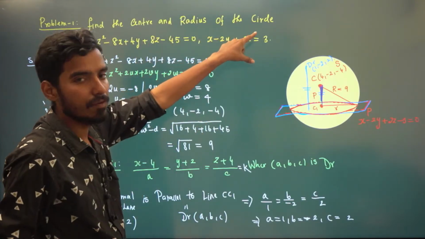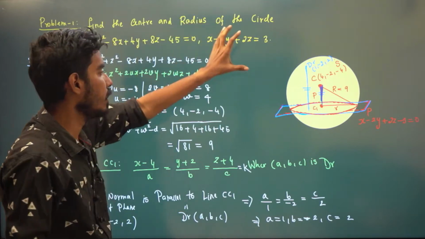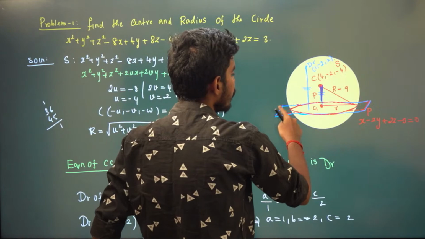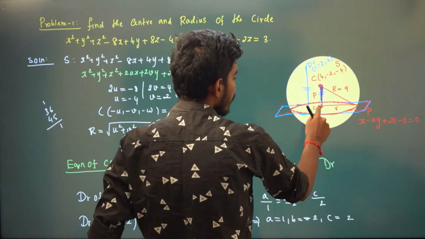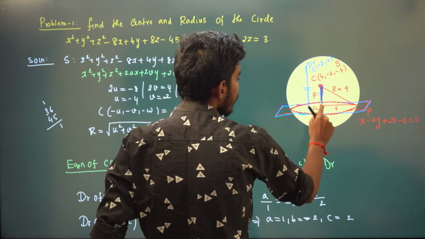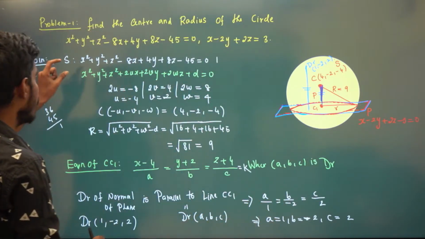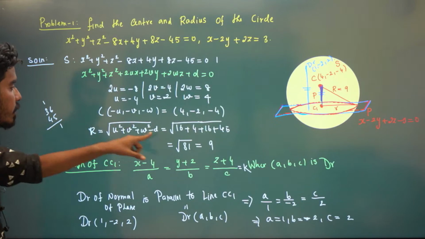Whenever they give a circle, they will give a sphere and a plane, right? So they have given the sphere and they have given the plane. We need to find the center and the radius of this circle. How to find the center and radius? First, they have given the sphere, so find the center and radius.